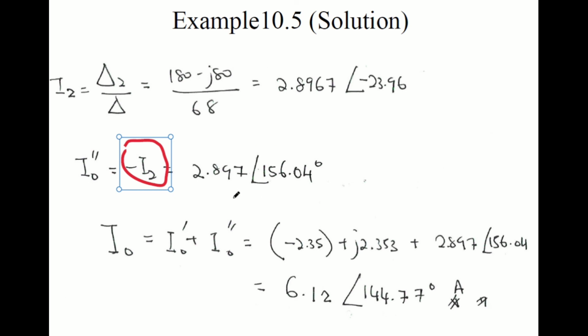Once you get this value, you have to add these two values that you get when the voltage source is turned off and when the current source is turned off. This total value here is the total current I naught. So just add it, then you get the value for I naught. That's how you utilize the superposition theorem in circuit analysis. I hope you understand how it goes.